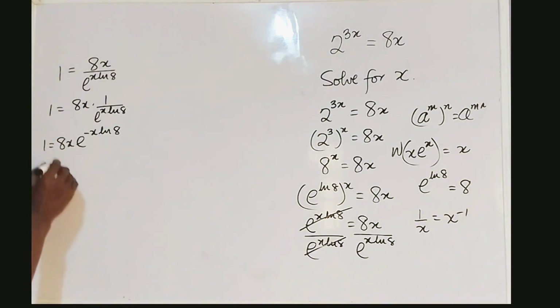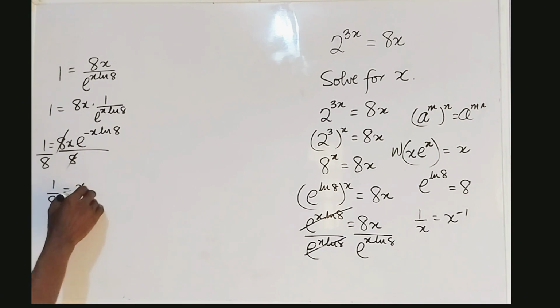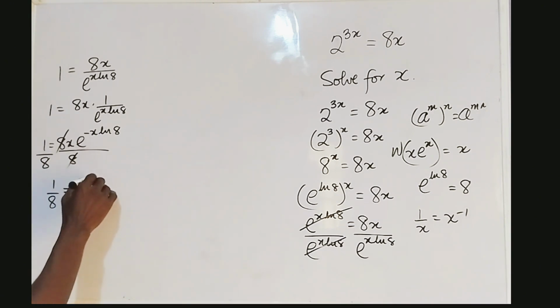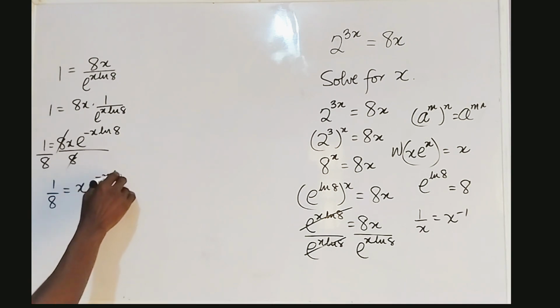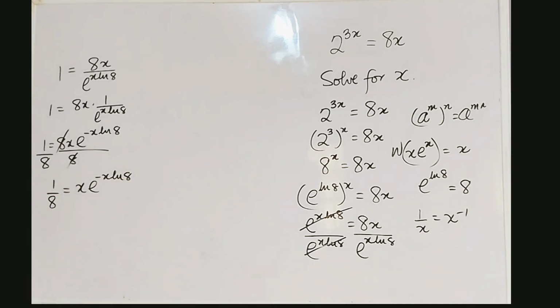Alright, let's divide both sides again by 8. By dividing by 8, we eliminate 8 here. We end up having 1 all over 8 equals x e raised to the power of minus x ln 8. Alright, to this end now, let us just swap it so that it makes more sense. Here you have x e raised to the power of minus x ln 8 equals 1 over 8. What I just did was just swapping it.